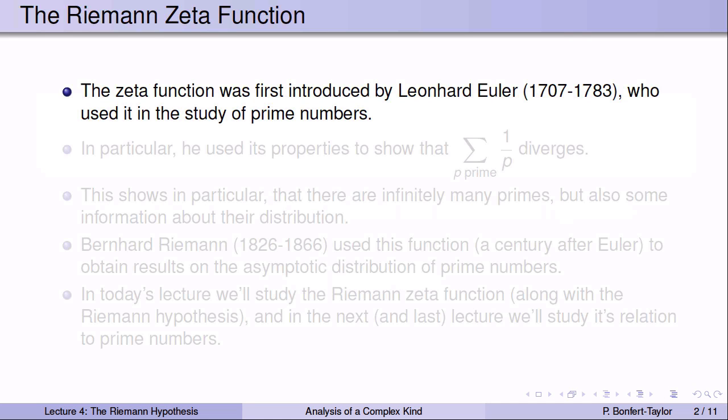The Riemann zeta function was actually first introduced by Leonhard Euler, who used it in the study of prime numbers. He didn't really use it for complex arguments, he used it for real arguments. We'll see really what Euler's work was next class.